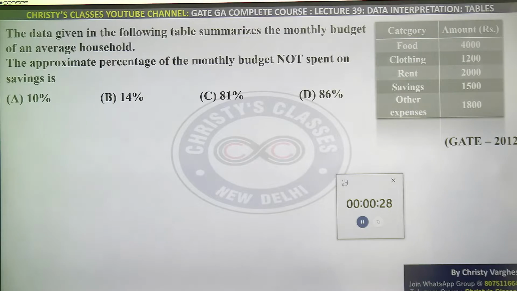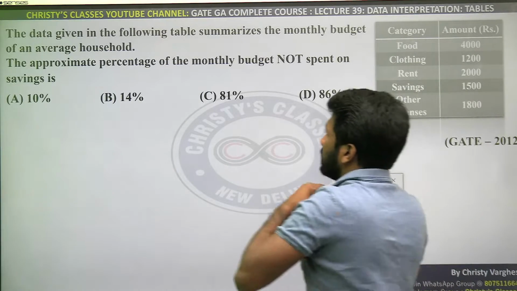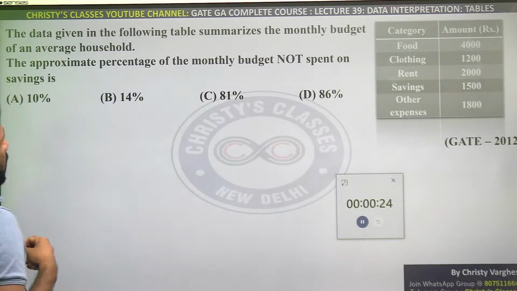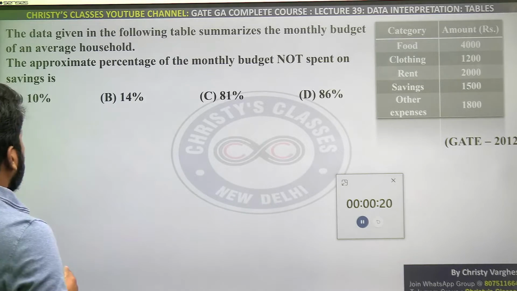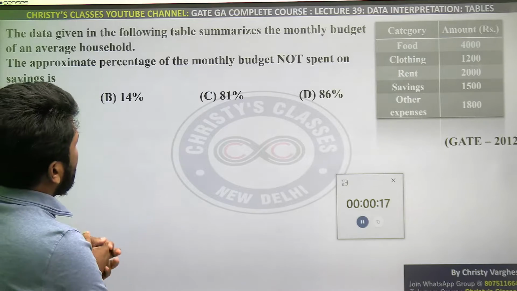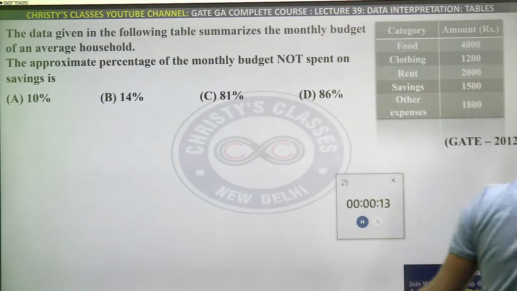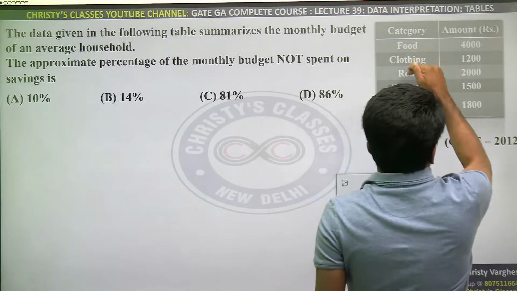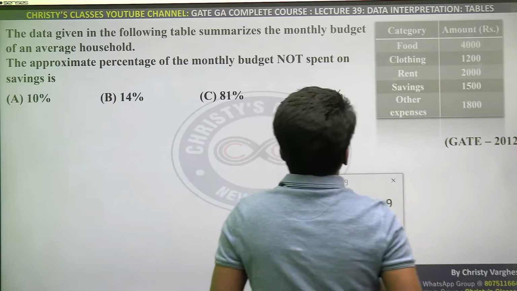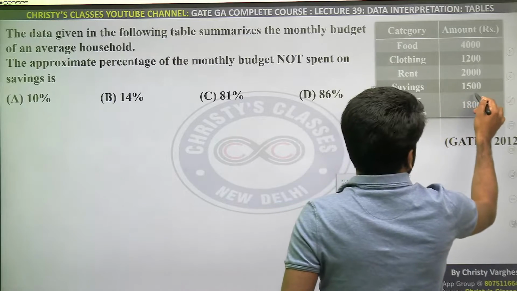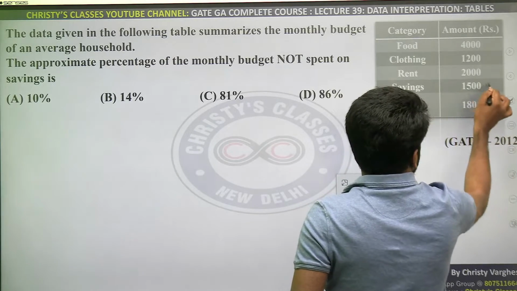Okay, most of you got an answer. Let's see whether it is right. The data given in the following table summarizes the monthly budget of an average household. The approximate percentage of the monthly budget not spent on savings. So the monthly budget is given: food, clothing, rent, savings, other expenses. How much is spent on savings?